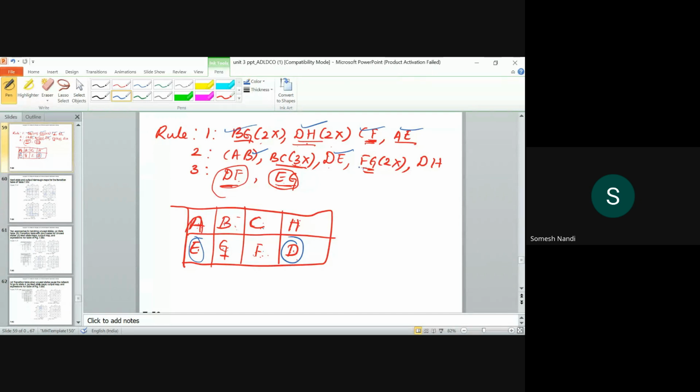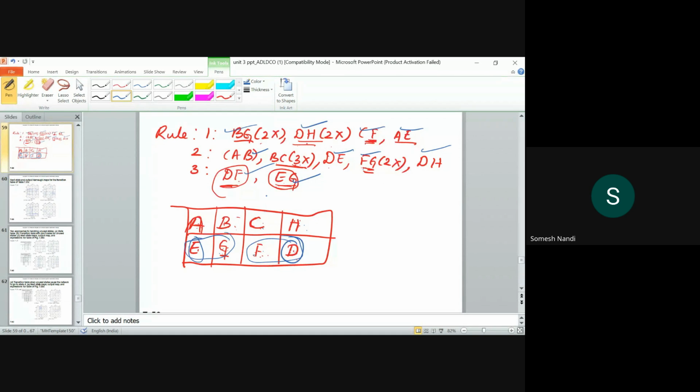Then FG is also adjacent. Can you see here? F and G. Then DH is also adjacent. You can see here. FG is also adjacent. Then comes your EG. EG is here. E and G are also adjacent. Then DF. See here, D and F. They are also adjacent. Have we covered everything? Clear? So this is how you do the state assignment map.